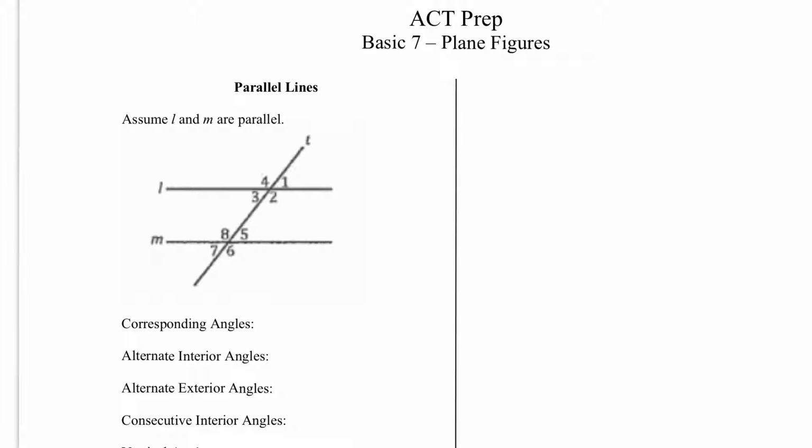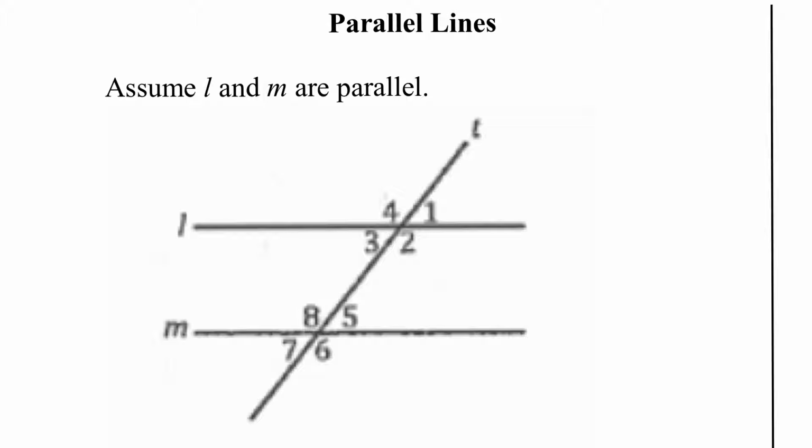Notes for the basic lesson 7, plane figures. And it basically just focuses on this picture right here. Let's assume that these lines are parallel, and the picture typically would show that with having the same number of arrows on the lines. So this is all from geometry.